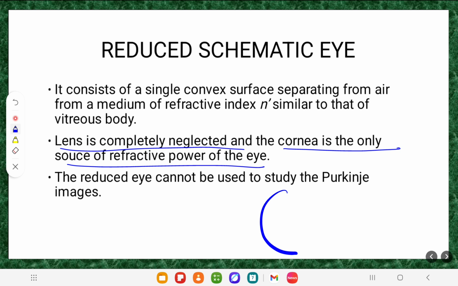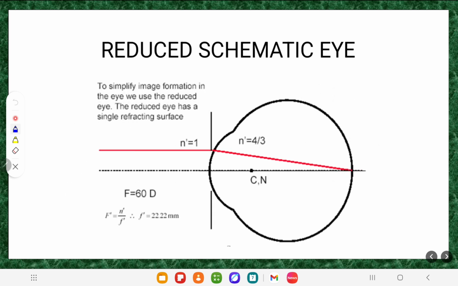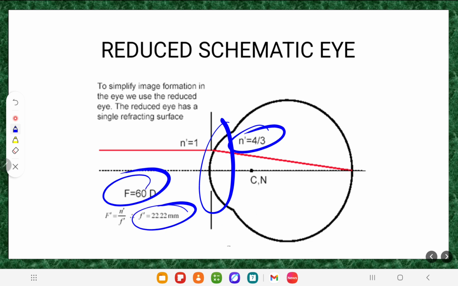So the reduced eye cannot be used to study Purkinje images, because for Purkinje images we need four surfaces, isn't it? First Purkinje image, second Purkinje image, third Purkinje image, fourth Purkinje image. But in the case of the reduced schematic eye, we cannot use it for studying Purkinje images. So it's simple. Only one refracting medium and only one refractive index, and just simple focal length and power.